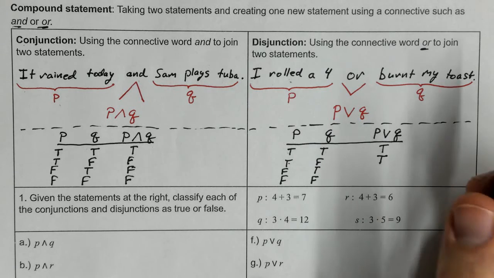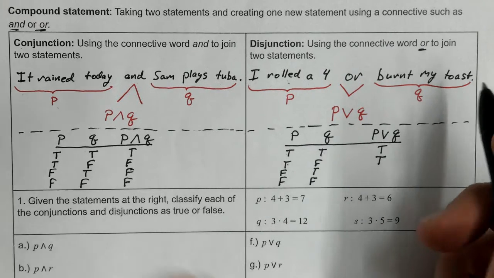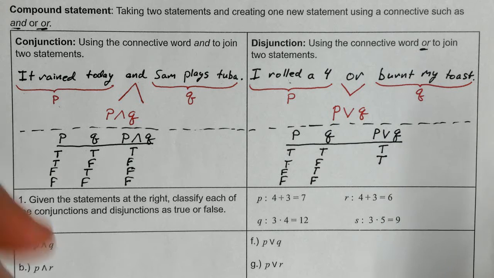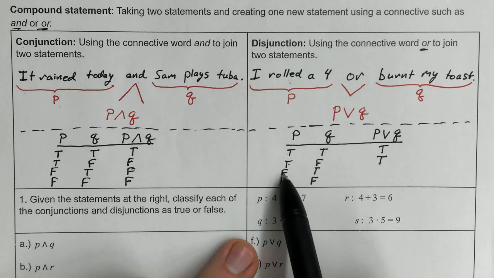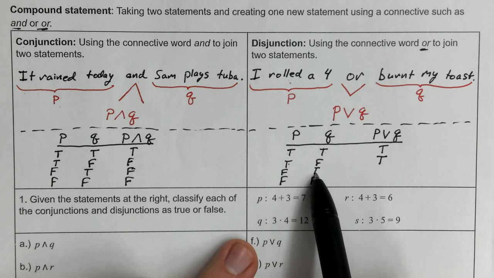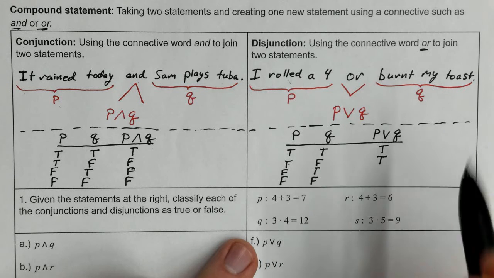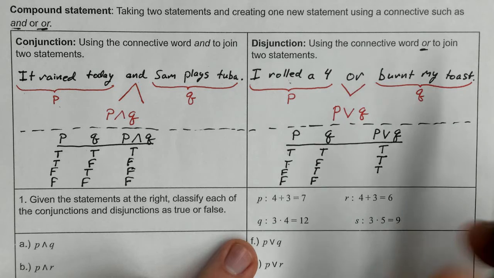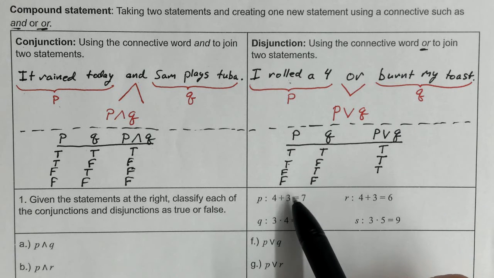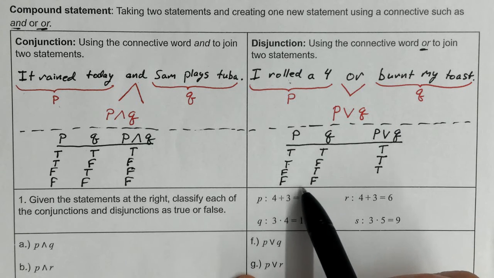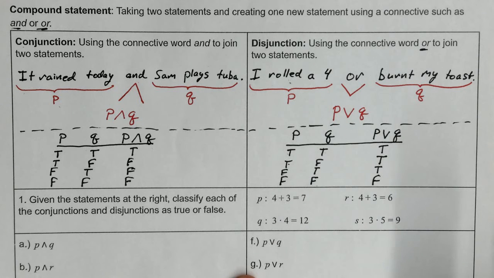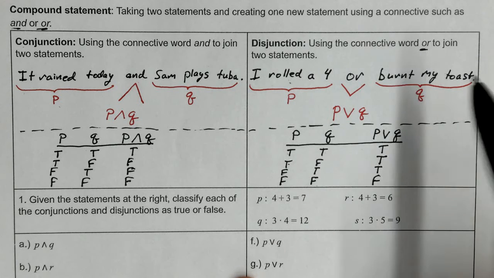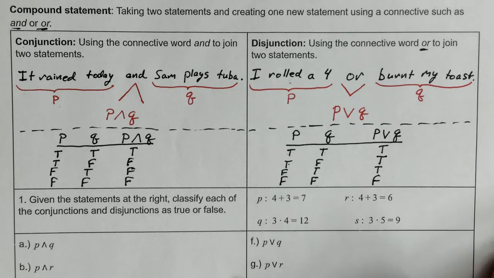To make this even simpler, if I say I rolled a 4 or I rolled a 6, and I rolled a 4, then the entire statement is true. The same thing is going to be true if the first one's false and the second one is true. The entire statement is still true. But if they're both false, then the entire statement is false. So if I didn't roll a 4 and I didn't burn my toast, then the statement "I rolled a 4 or burnt my toast" is not true.